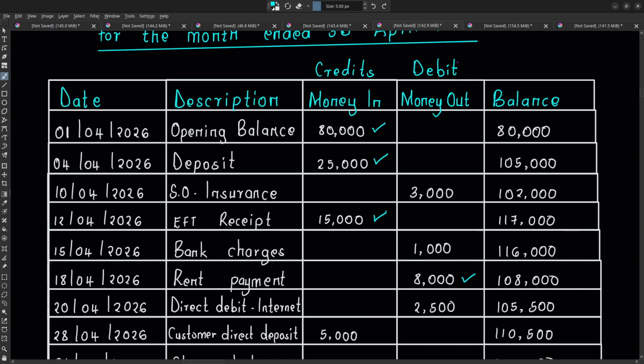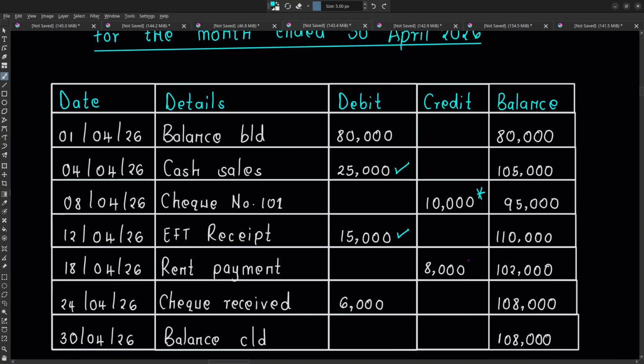So sometimes in the bank statement, you're not going to see money in, money out. You're going to see credit, debit. So you will know a credit is money in, debit is money out from the bank. Okay, so we have 8,000 there, 8,000 there. Then we tick here, and then check received, we have 6,000.